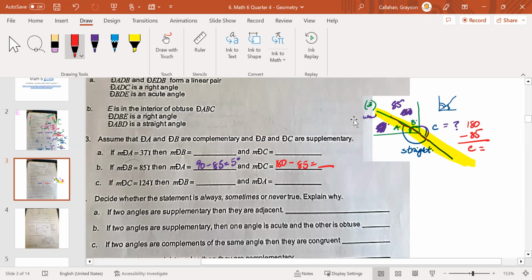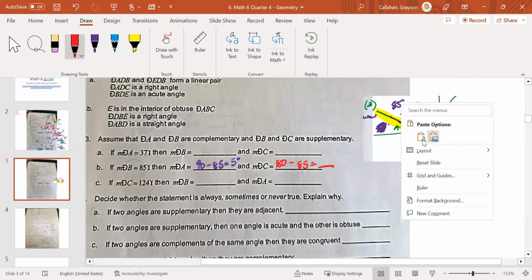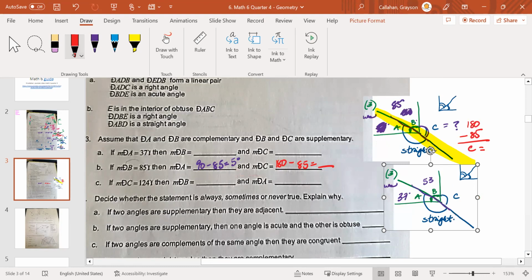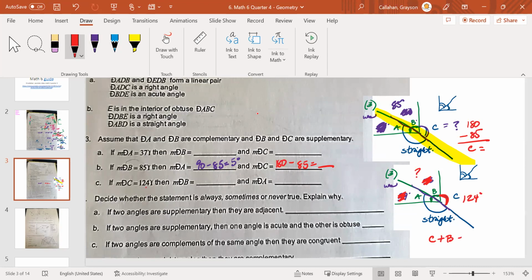I'm going to try this again. Okay, if angle C is 124, so this angle right here is 124 degrees. Then how would you find angle B? Remember, C plus B equals what? It's a straight line, so it's 180, and so 180 minus C gives you B. So 180 minus what? Which is? Yeah, and that'll give you the answer, okay?